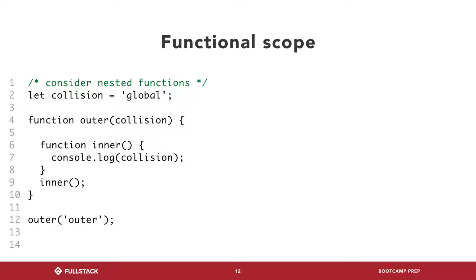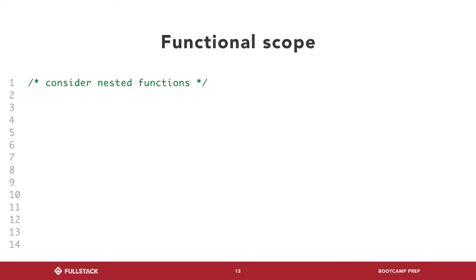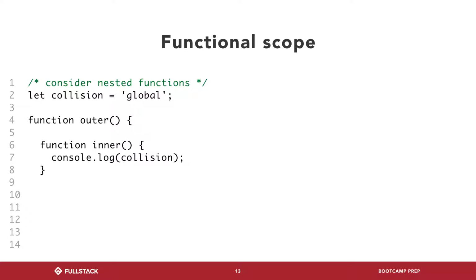So this is the idea: if our inner function didn't have a collision variable, then we would look to see if our parents had it. Our parents do, it's a parameter. So we print out the collision variable in the outer function scope. And lastly, if the inner doesn't have it and the outer doesn't have it, but the global does, we'll use global.